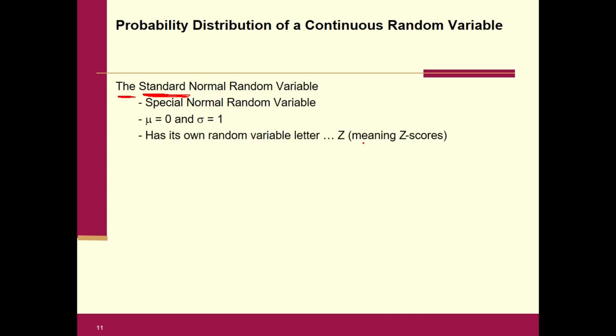And this is so special in statistics that it has its own letter that we give it. It gets its own random variable, z, meaning what? Z-scores. Okay, so anytime you see z in statistics, we're talking about the standard normal random variable, and it's just a table of a bunch of z-scores. So we have to absolutely positively learn this table.